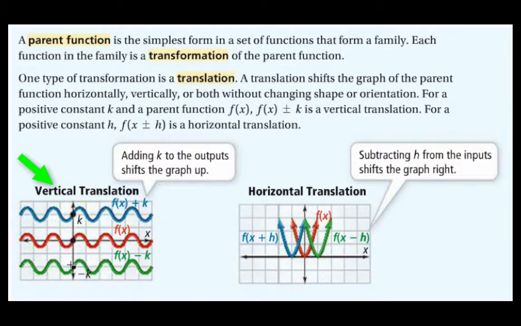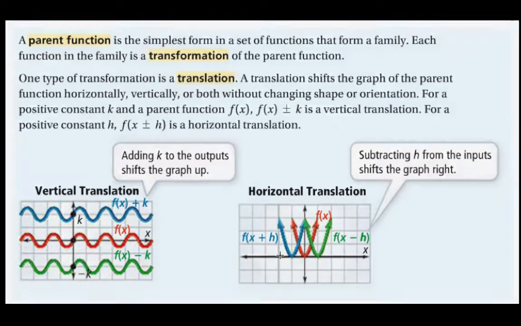So here we have an example of a vertical translation. The red curve here is the parent function. If we add some constant k, it shifts the graph up. If we subtract some constant k, it shifts the graph down. Horizontal translation, again, our red curve in the middle is our parent function. If we add some h value to x, it shifts to the left. And if we subtract some h value, it shifts to the right. And this is a little backwards. You might think that if we add a value to x, it should shift it in the positive direction, but it actually works the opposite.